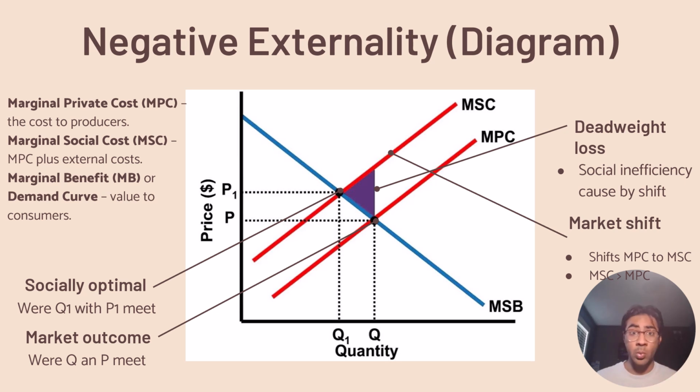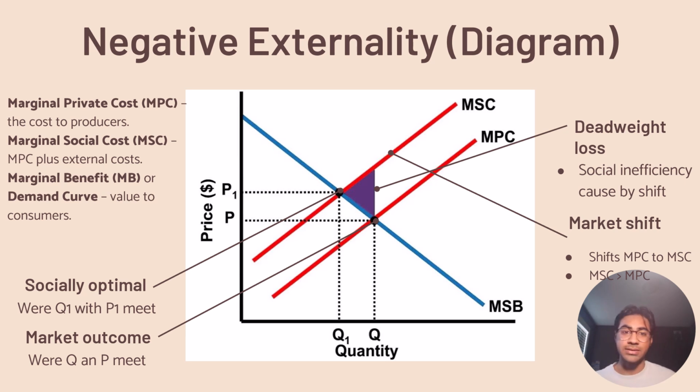First is Q, our market equilibrium quantity. At this point, the market produces where MPC, the marginal private cost, equals the marginal social benefit. This is the unregulated market outcome where producers only consider private costs. Like I said, they only consider making profits and reducing their costs. Then there's Q1, your socially optimal quantity. This is where your marginal social cost equals your marginal social benefit. It's the amount society would prefer to be produced when external costs like pollution are considered.